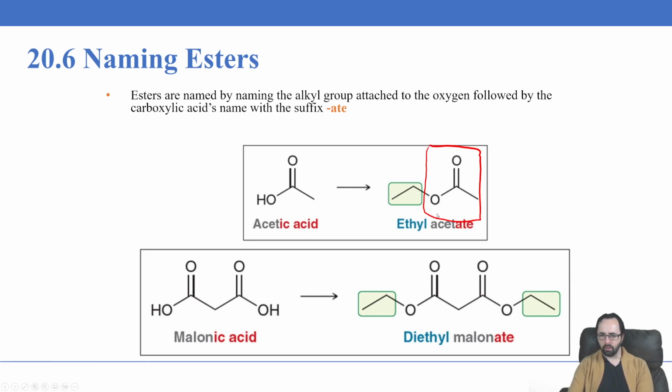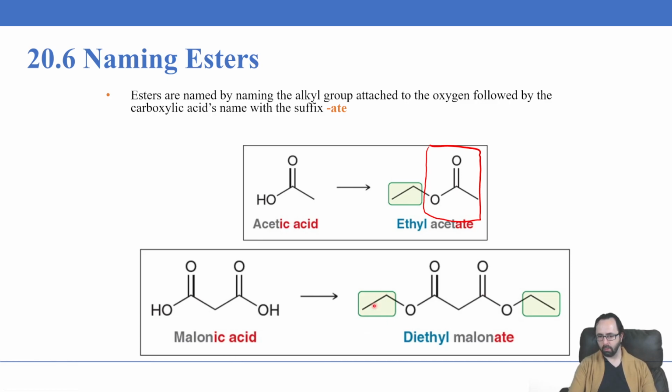And so what we do with the part that has the carbonyl with the oxygen is we name it by the same name as this part here. To some extent, we can call this ethyl here, ethyl group, acetate, the derivative of the acetic acid. Here we have malonic acid, a diacid.